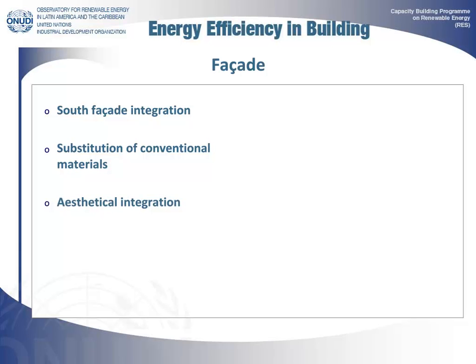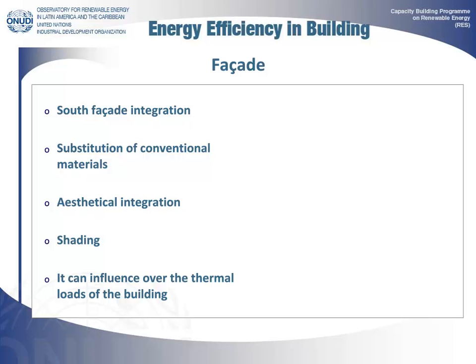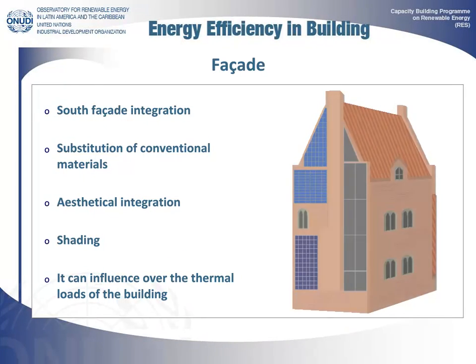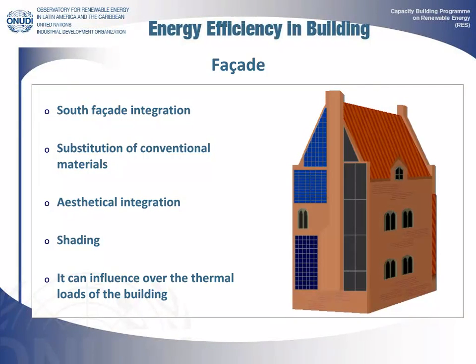Integration must always use the facade with the highest incidence of radiation: south-facing facades in the northern hemisphere, north-facing facades in the southern hemisphere. It is necessary to calculate the production of the modules in order to have prior knowledge of the feasibility of the installation. When possible, it is recommended to substitute conventional materials by the elements of the active solar system, as well as to use these elements to produce shade.